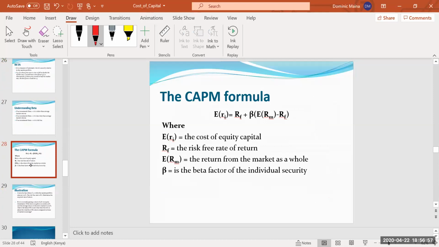This is the final equation, which I think I've mentioned already. This is the capital asset pricing model equation, the CAPM. E here simply represents expected. So the term E should not confuse you; it simply means expected. And that's why we determine the cost of equity by using the capital asset pricing model equation.